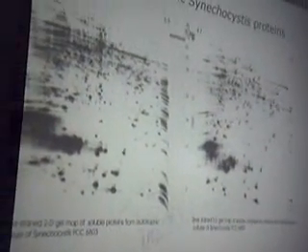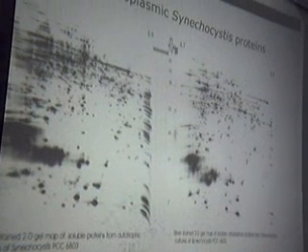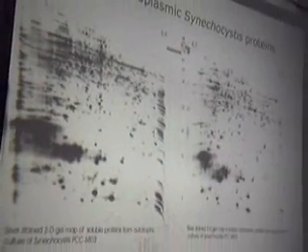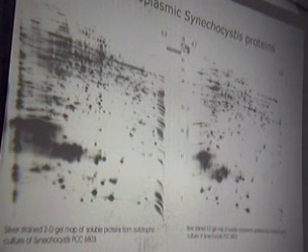Okay, an example of a proteomic study. We can isolate proteins from different parts of the cell, and then we run them on two-dimensional gels. First we separate the proteins according to their pI, and then in the next dimension according to the molecular weight.